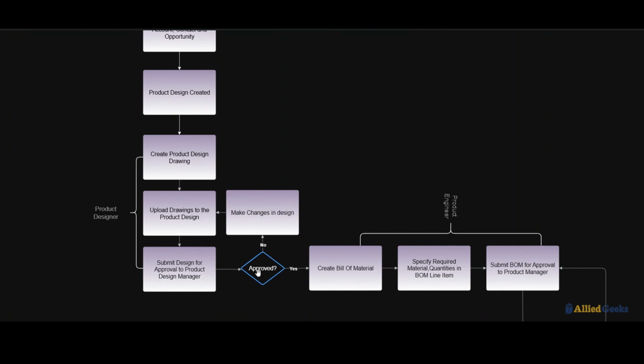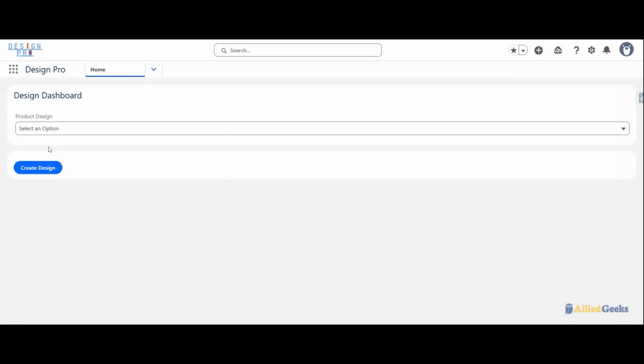If the design is rejected, the designer can revise the specifications or drawing files and resubmit. If the design is approved, the process moves forward to the product engineer, who will begin creating the bill of materials needed for manufacturing. Let's jump into Salesforce and see how it actually works in the system.